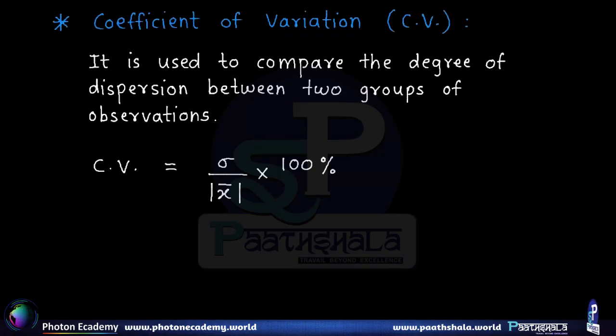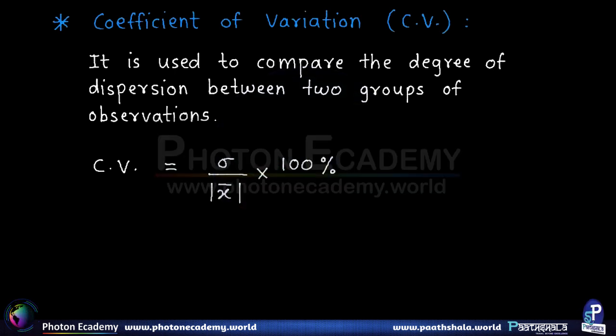Now let us study the coefficient of variation, also denoted as CV. It is used to compare the degree of dispersion between two groups of observations, and its formula is given as CV is equal to sigma, that is standard deviation, divided by the absolute value of x bar, that is the absolute value of mean, into 100%, because CV is often represented as a percentage.